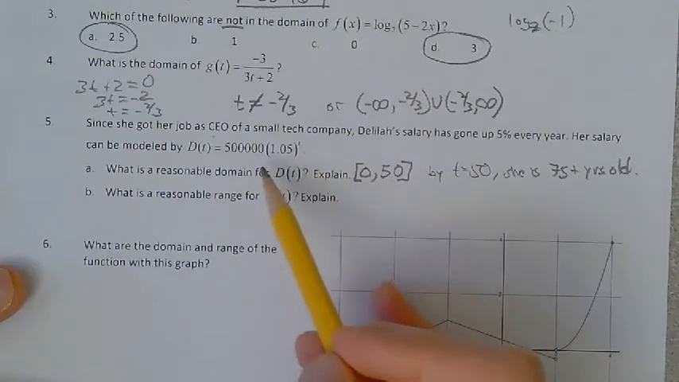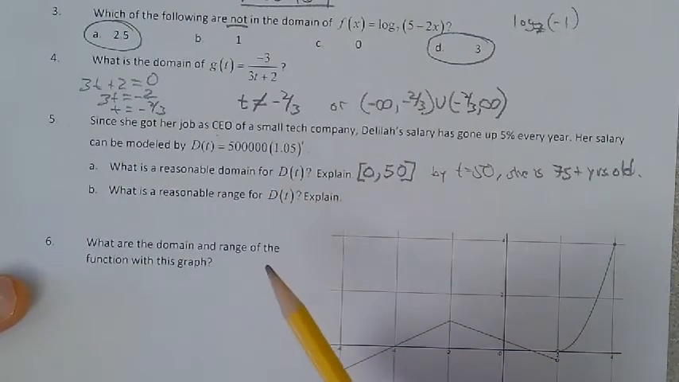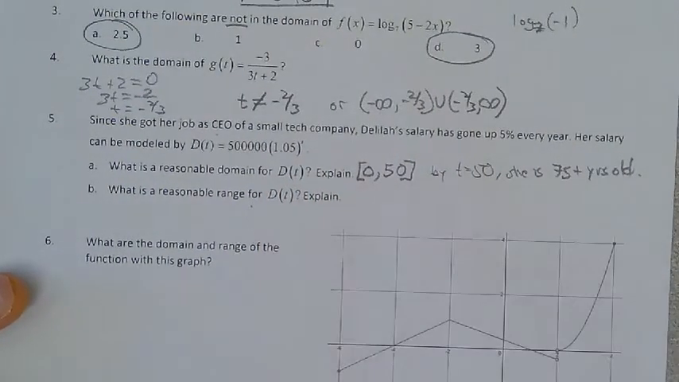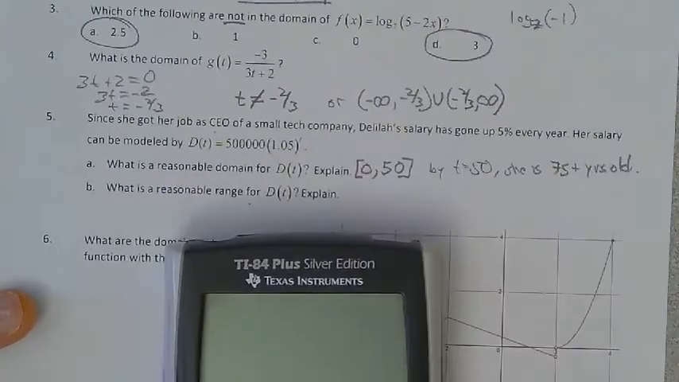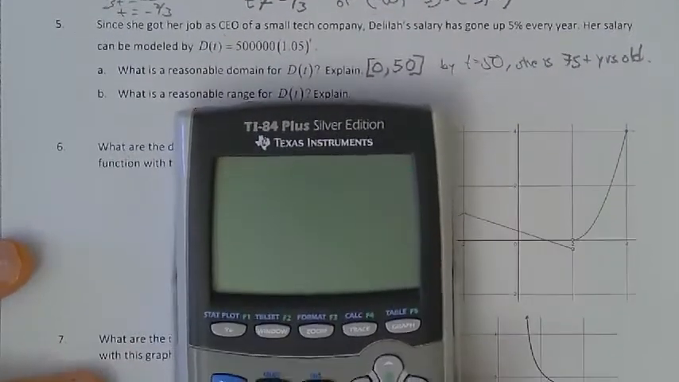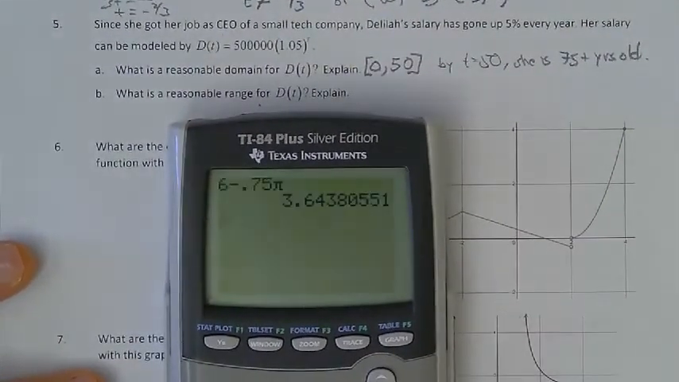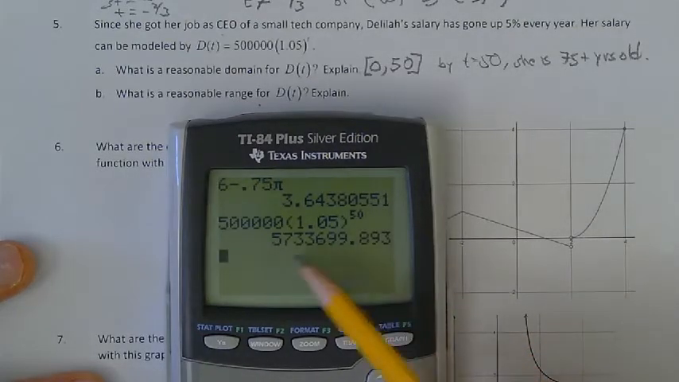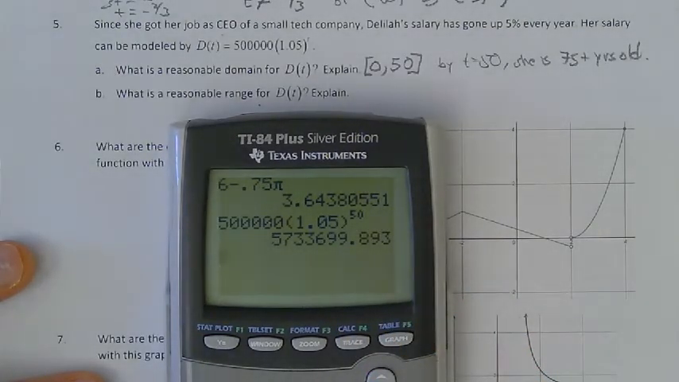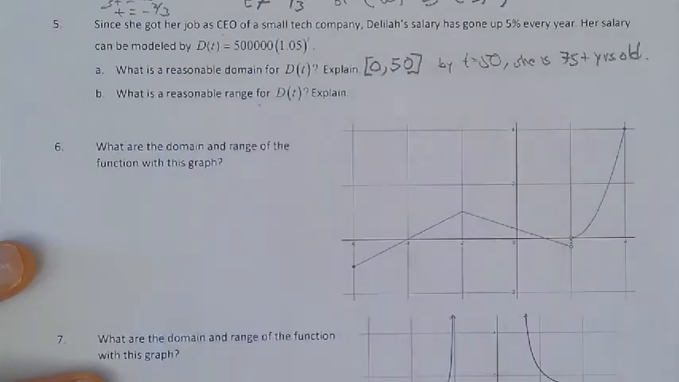It would also be, at that point, you'd be making a fairly insane number there. If I said that 50 was that number, then I could bring my calculator in here and see how much she is making after 50 years according to this formula. So we start out with 500,000 times 1.05 raised to the 50th power, and that is a little shy of $6 million.